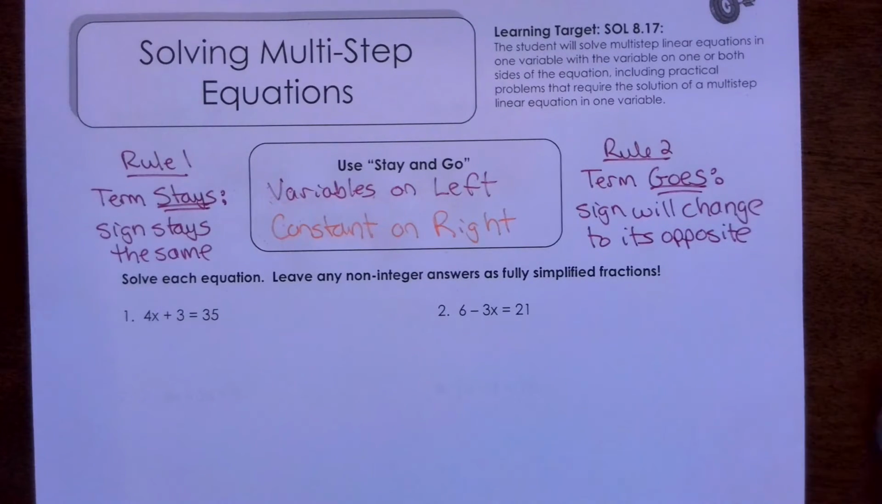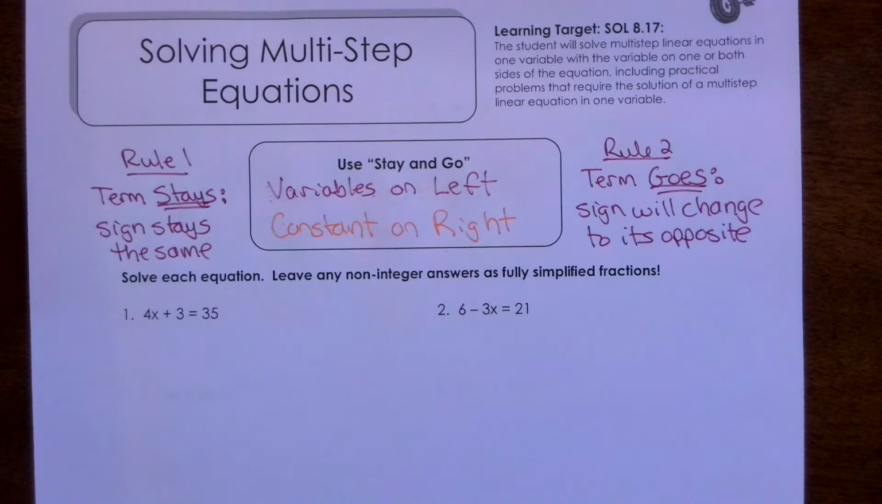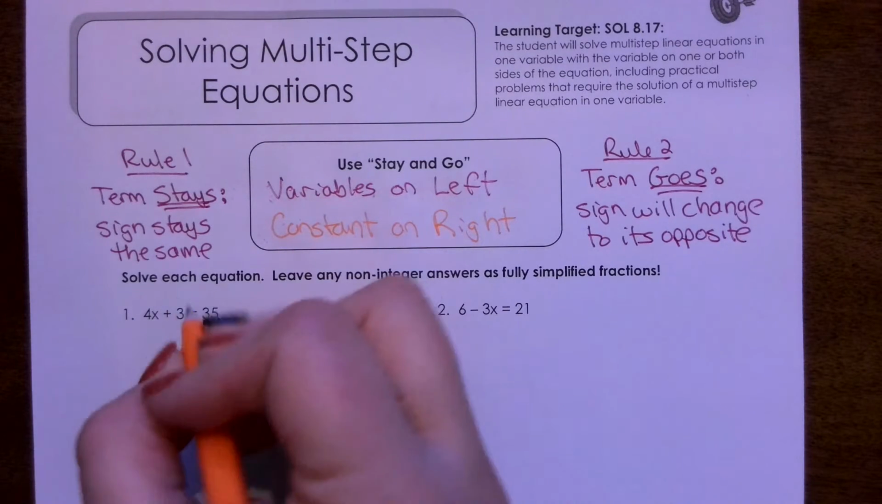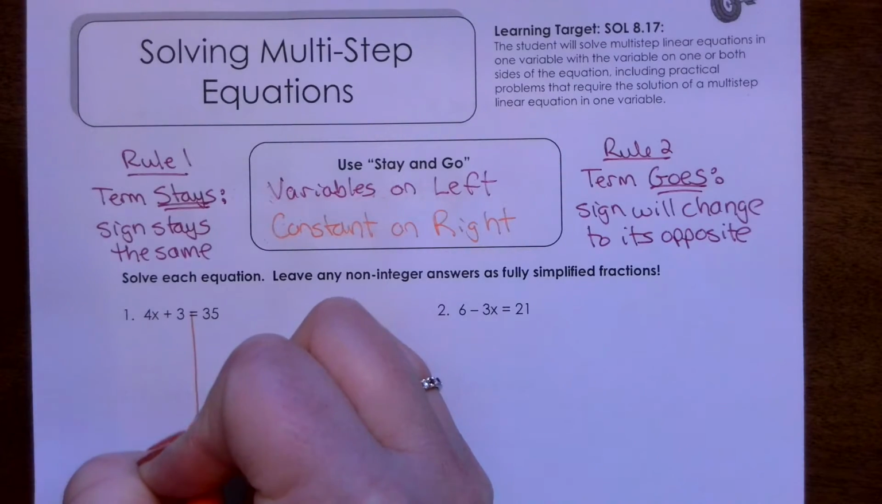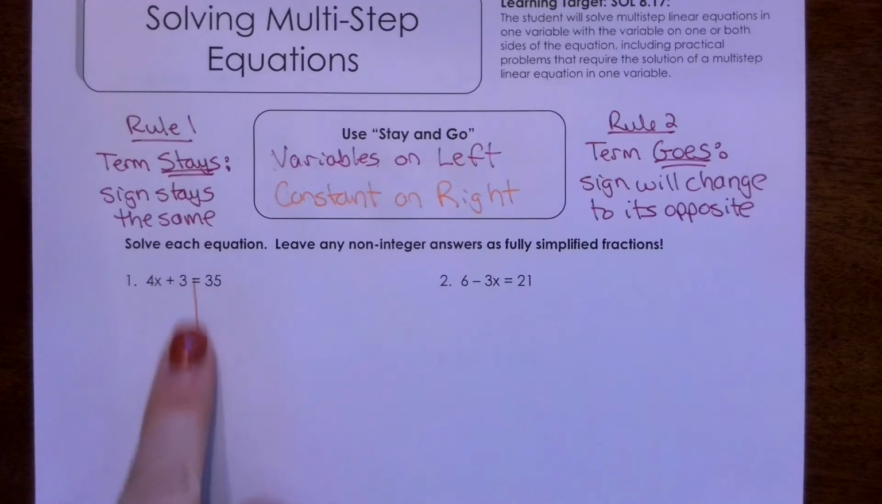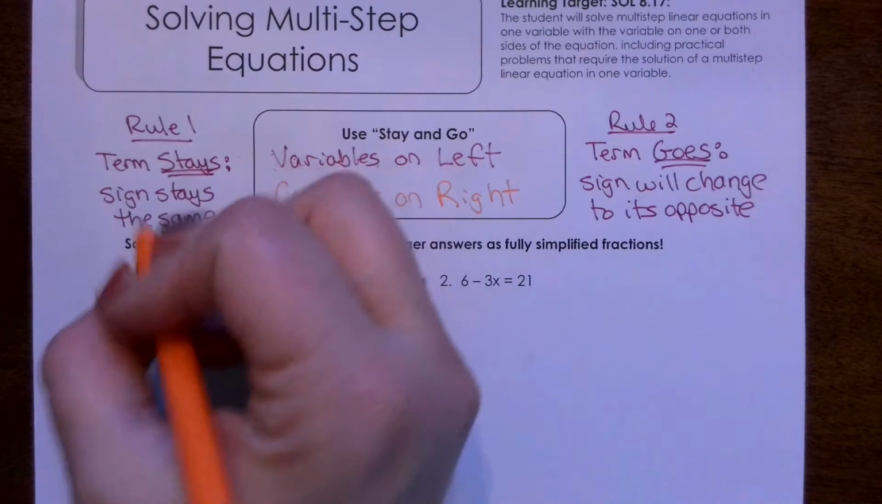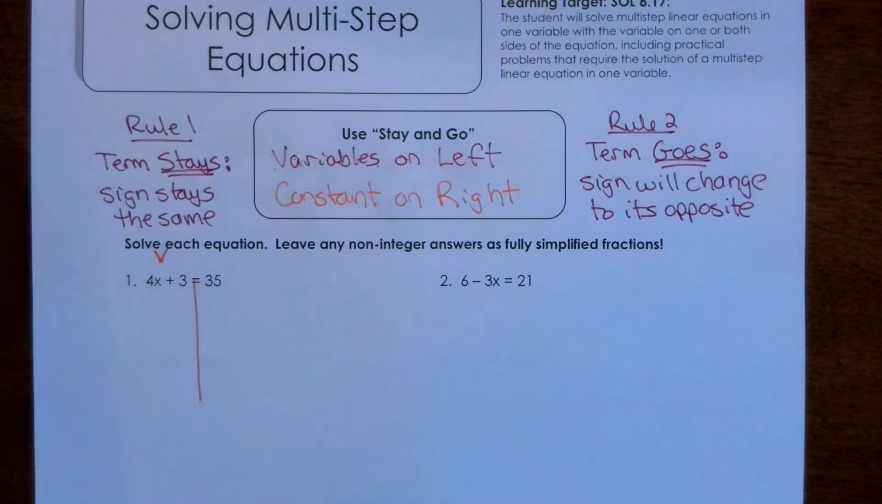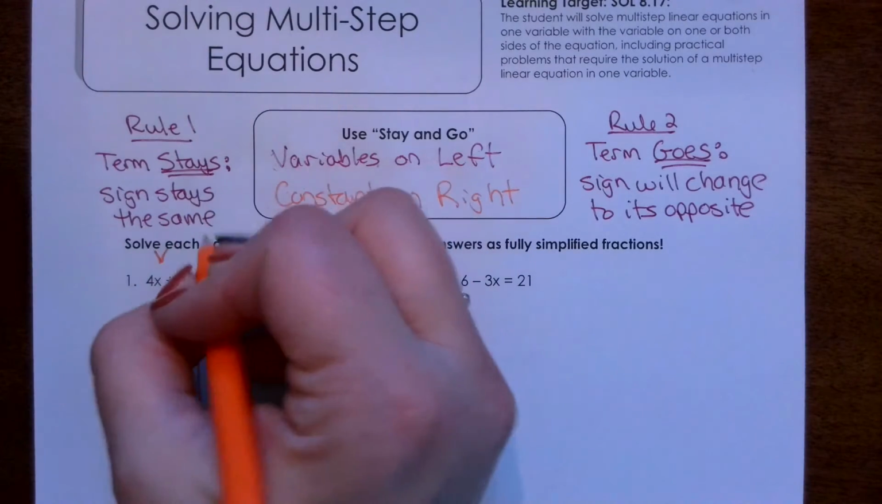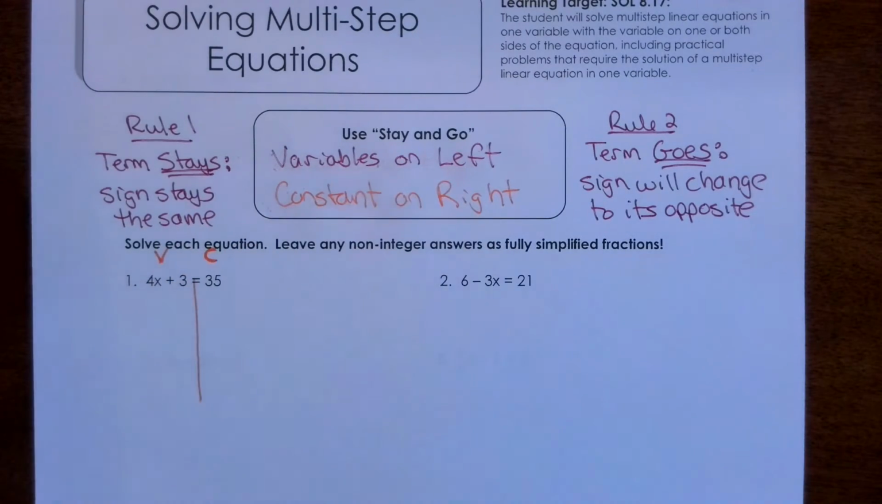That's a lot, so let's just see what it looks like. We're going to do number 1, 2, and 3 today in this particular video. So the first thing I'm going to do is set myself up. I'm going to draw a line down where the equal sign is, so I have my left and I have my right. I know that I want variables to stay on the left. There's a V for variables. And I want constants to stay on the right. So there's a C for constants.